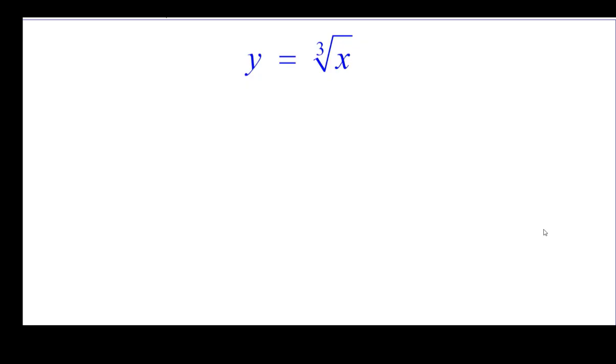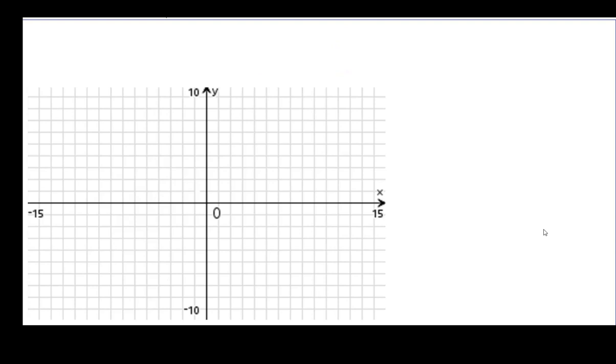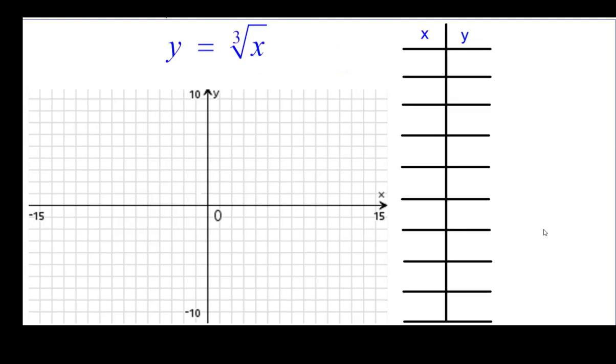So y equals the cube root of x. Start with a grid. We encourage you to make a table. And these are the 5 values that we are going to use to start. You may wonder why we picked those numbers. Well, we're trying to find the cube root of numbers, so we're looking for perfect cubes. So go ahead and pause and complete the table.